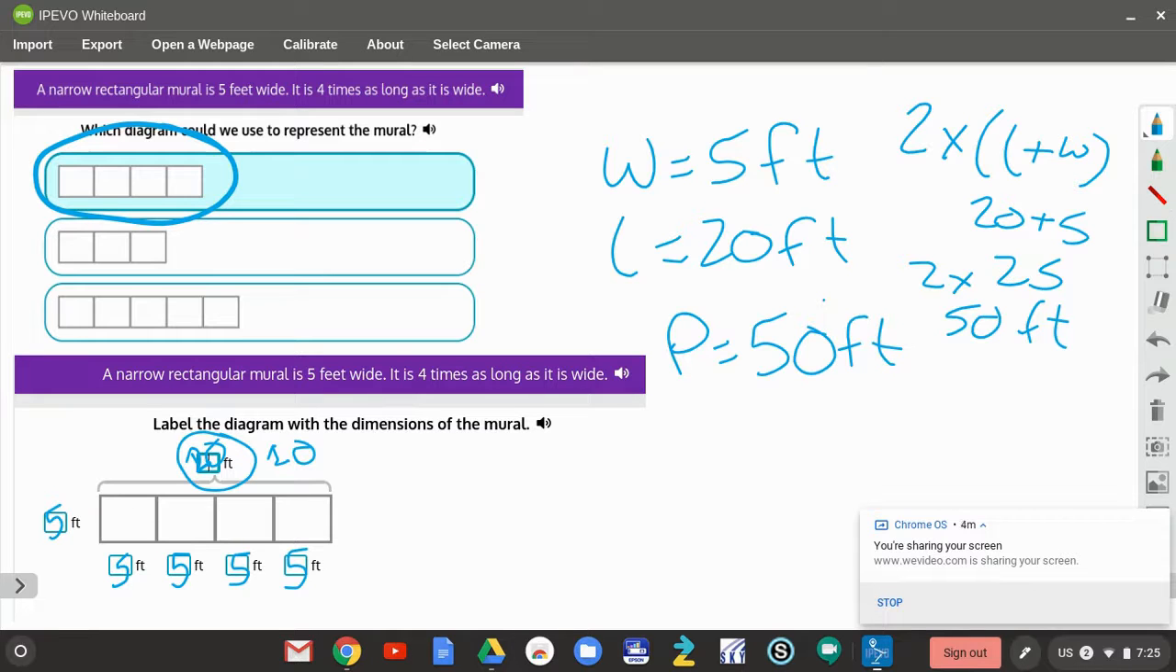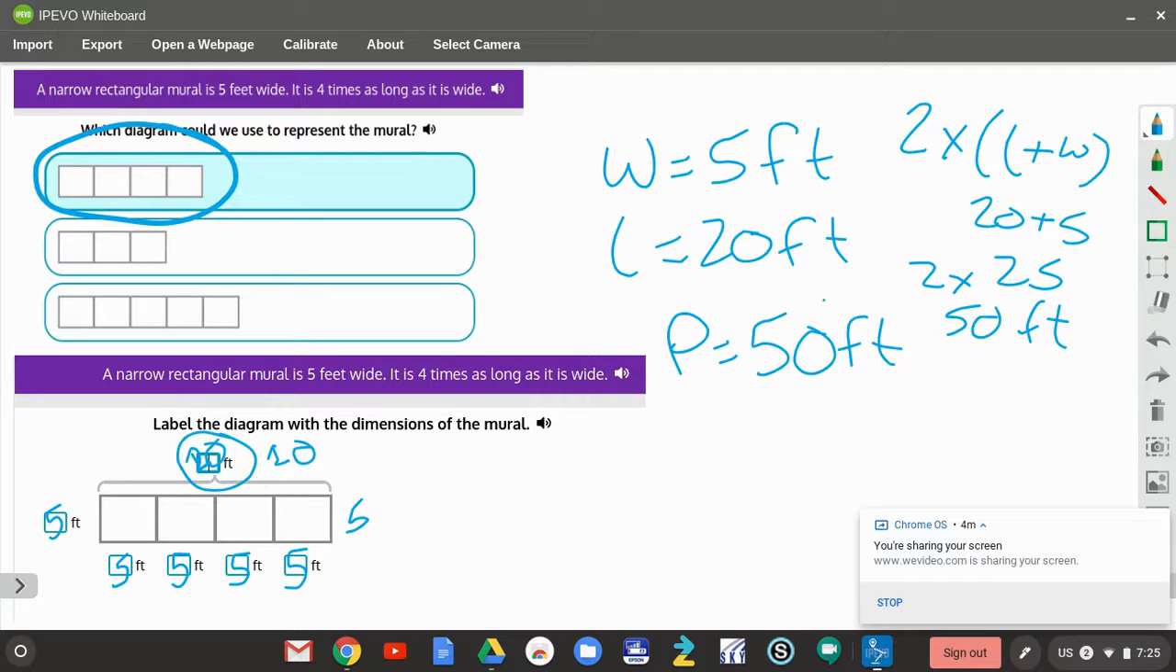Now, I can double check that. I can just do some quick adding. 20, 40, 45, 50. Because remember, even though this isn't labeled on here, that's still 5. 5, 5, 20, 20. The opposite sides are always equal on a rectangle.